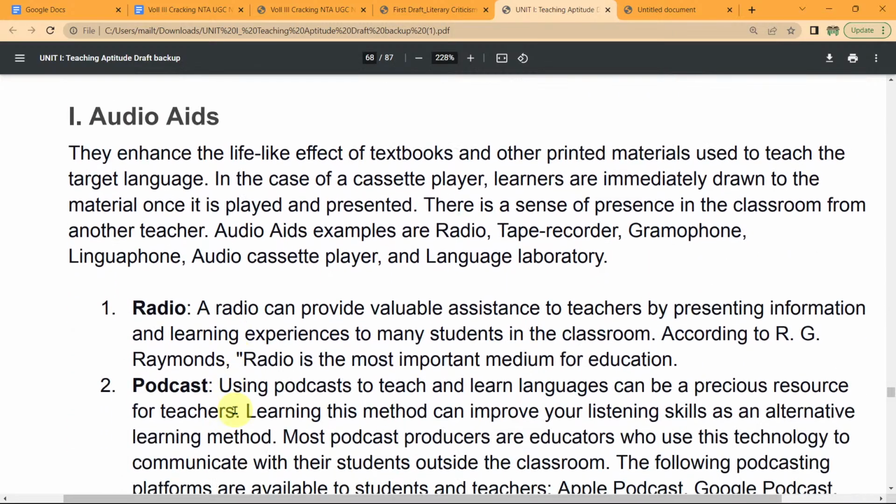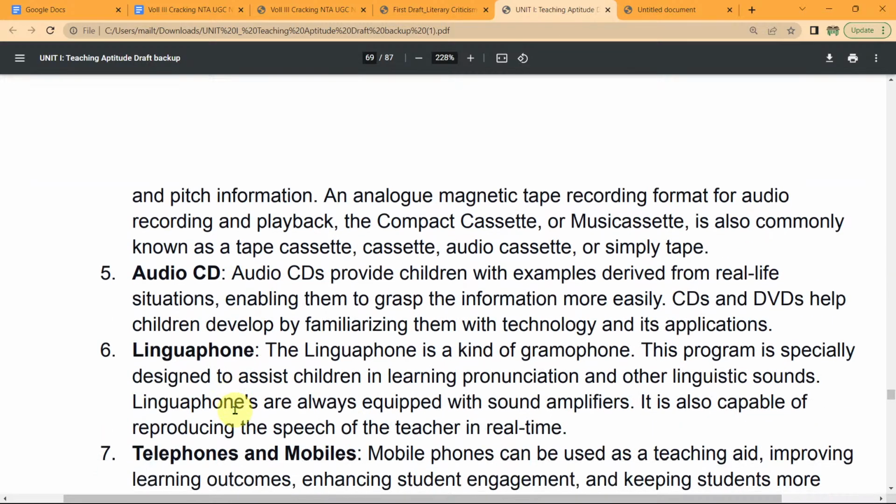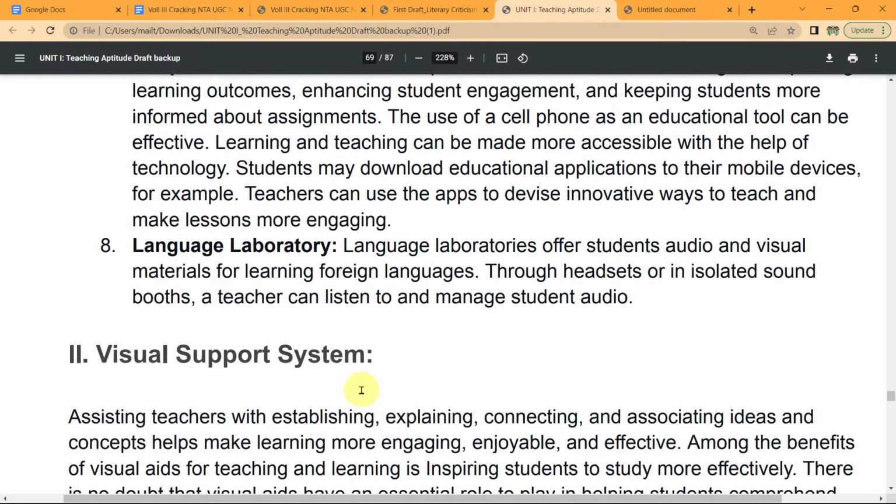So radio, podcast, gramophone, tape recorder, again audio CD, lingua phone is a kind of gramophone. This program is especially designed to assist children in learning pronunciation and other linguistic sound. Telephone and mobiles, language laboratory.